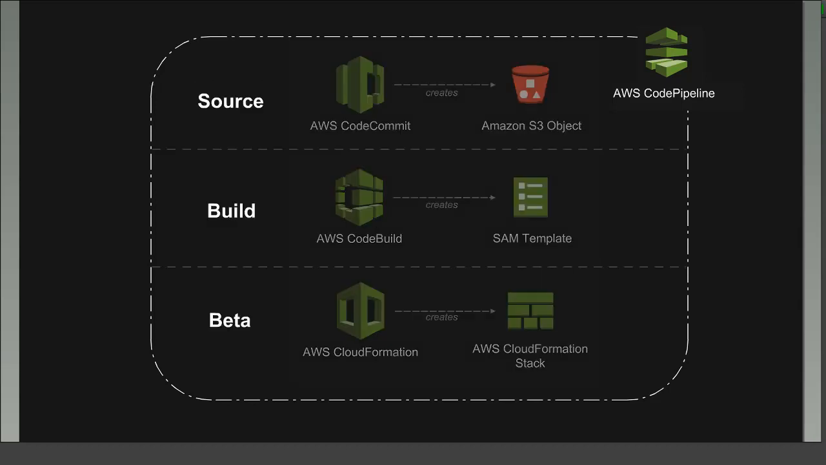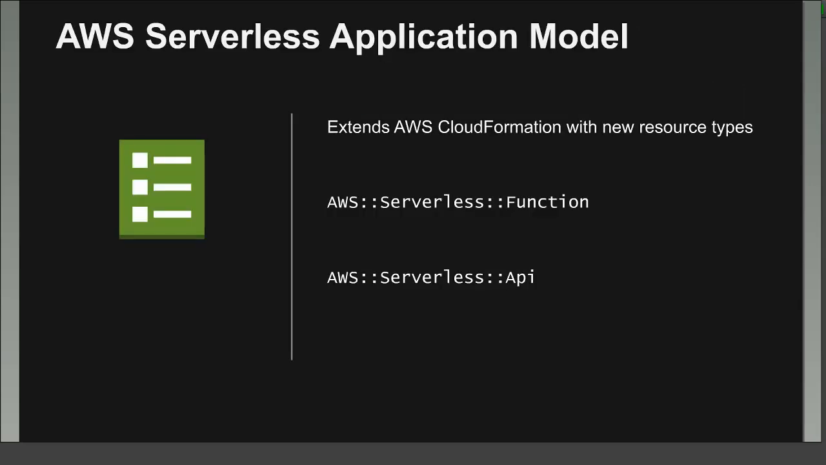Now, just to come back to the SAM template here, SAM stands for AWS Serverless Application Model. Really what it does is it gives you a couple of higher level resources on top of CloudFormation. The two that we're using are the AWS serverless function, which is a higher level abstraction over an AWS Lambda function, and then we're also using the AWS serverless API, which is an abstraction over API Gateway.